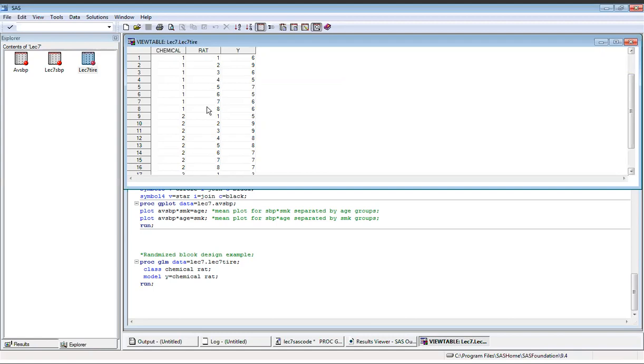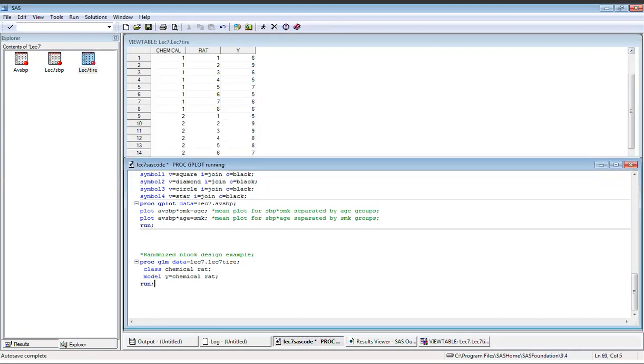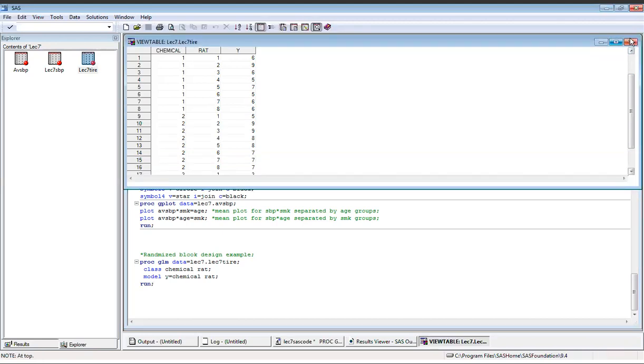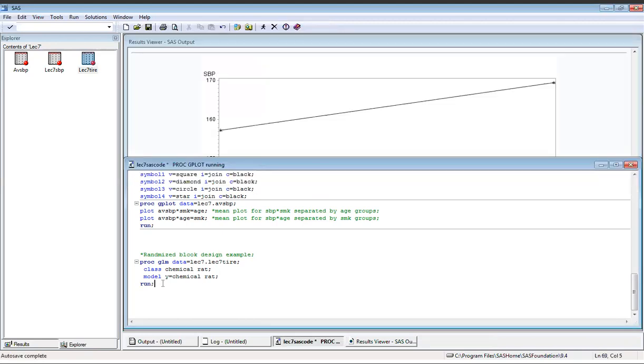All right, so therefore, there are going to be 3 times 8 observations, or 24 observations in total, because we have 3 chemicals and 8 rats. So if you go to the bottom, you see the total number of observations is 24. All right, and then we can run. We should close this one first, and then we can run this model.